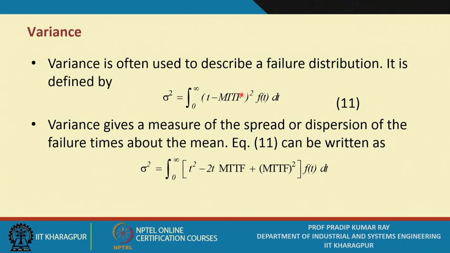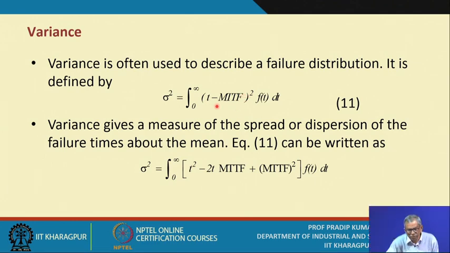Then the next one is the variance, which is often used to describe a failure distribution. That is the usual definition of the variance that we have applied, where T is the random variable: the integral from 0 to infinity of (T minus MTTF) squared f(t) dt. The variance gives a measure of the spread or dispersion of the failure times about the mean. Already we know that the variance is one of the measures of dispersion. So what is the expression for the variance in this case?